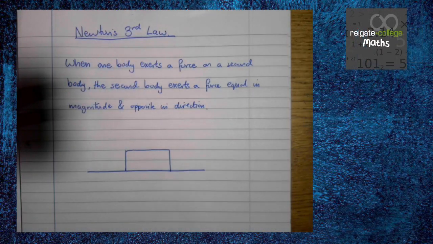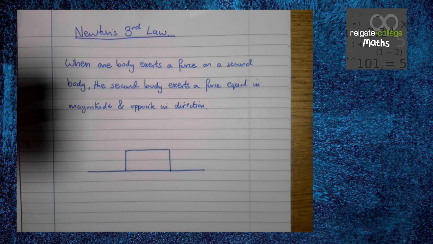So Newton's third law is the law that states that when one body exerts a force on a second, the second body exerts a force equal in magnitude and opposite in direction at the same time. So this is your typical idea of equal and opposite forces.